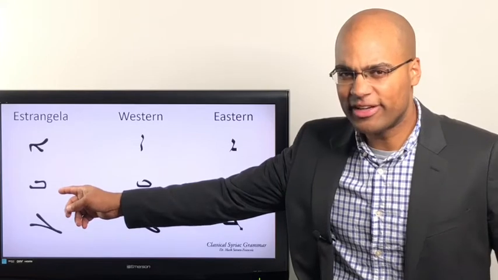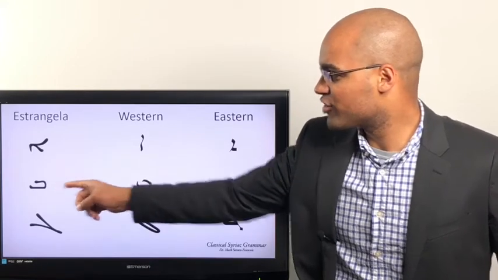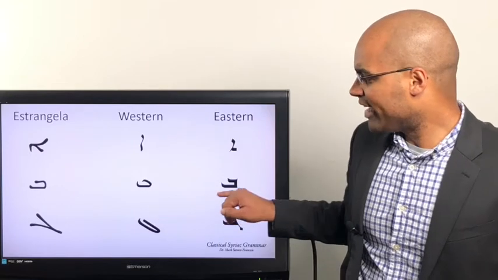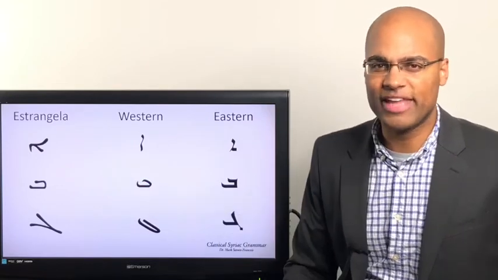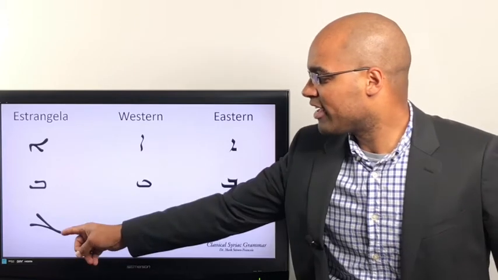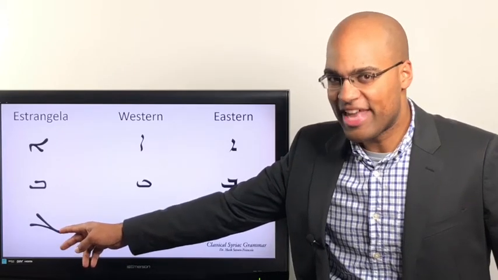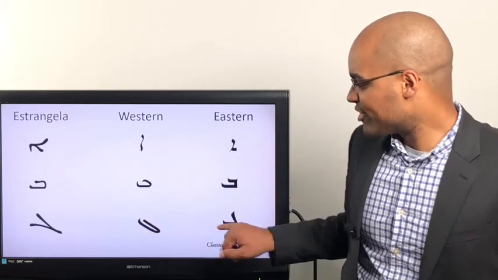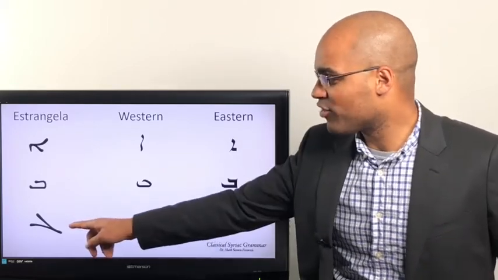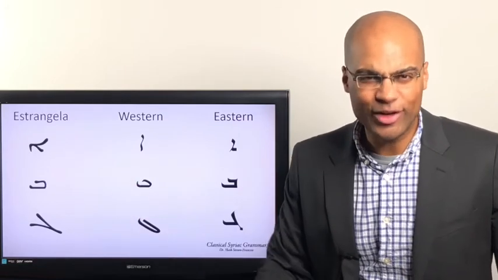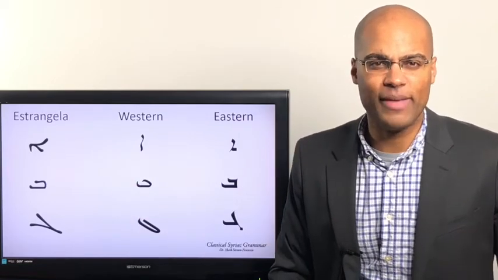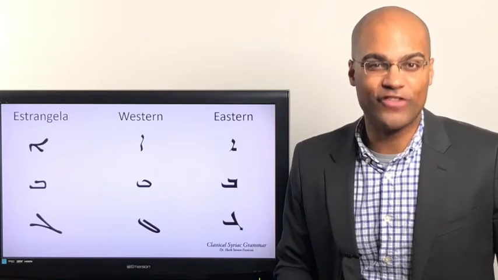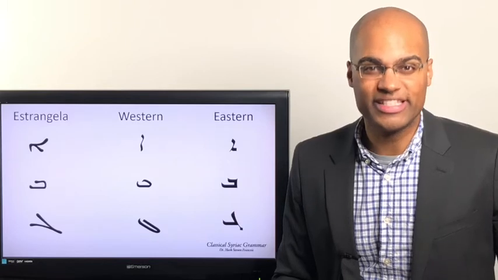The Beith is fairly similar as we go across in the Estrangela script to what we see in the Western script, but even there it's a little bit more rounded, and in the Eastern script it's fairly similar to what we have in the Estrangela script. And then we have the Gamel, which looks like this in the Estrangela script, but looks very different in the Western script. The Eastern script is quite similar to what we have in the Estrangela script, so we can see by taking a look at these letters, just the first 3 letters of the alphabet, that these letters are very, very similar to each other, but they're different enough from each other that they do need to be learned separately.